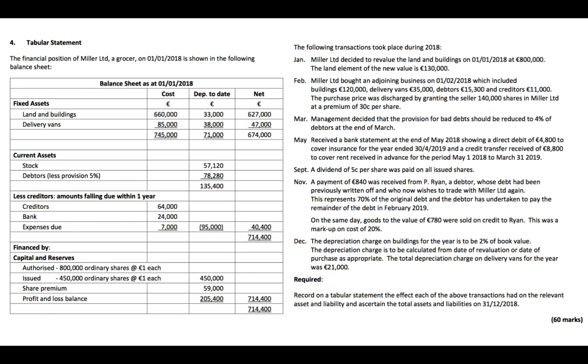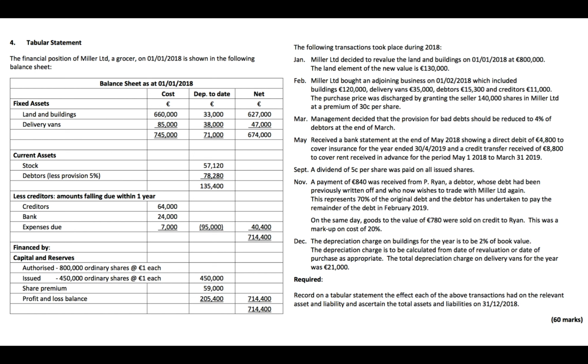In December, the depreciation charge on buildings for the year is to be 2% of book value. The depreciation charge is to be calculated from date of revaluation or date of purchase as appropriate. The total depreciation charge on delivery vans for the year was €21,000.